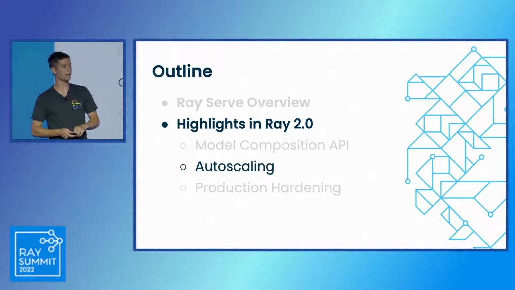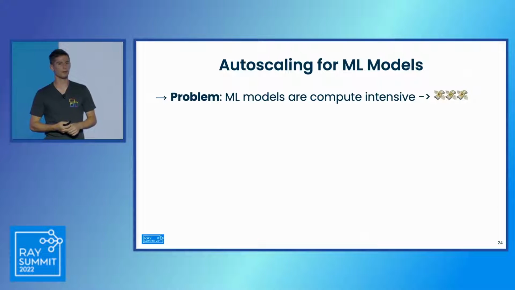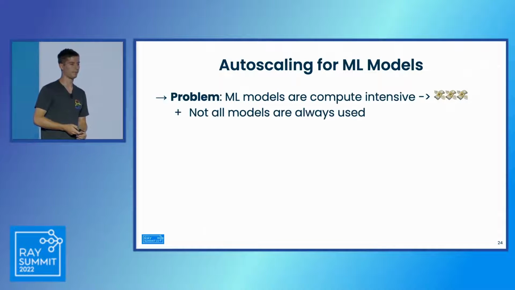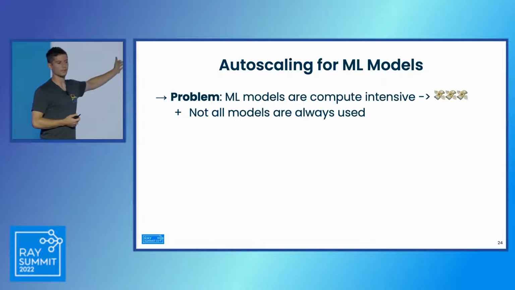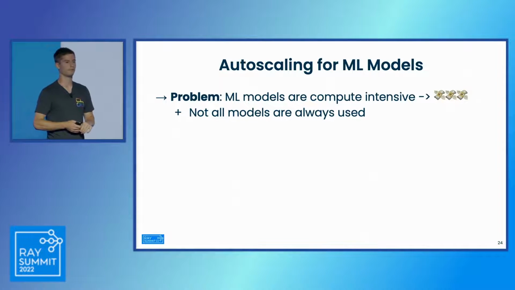So speaking of scaling, let's dive into the second highlight for Ray 2.0, which is autoscaling. So obviously, one of the key requirements for serving machine learning models in production is to reduce cost, right? Machine learning models are very compute intensive, and running GPUs and CPUs 24/7 really adds up very quickly. So in addition, we have some other requirements. Many times, not all of the models are used at all times. You might have a periodic cycle throughout the day, or you might have just different traffic patterns from users that are variable throughout the day.